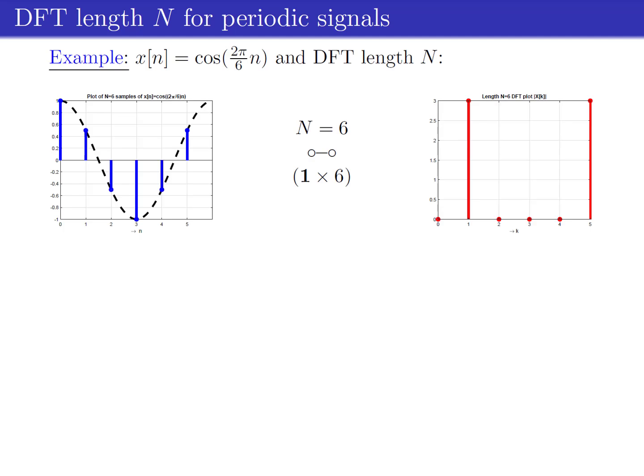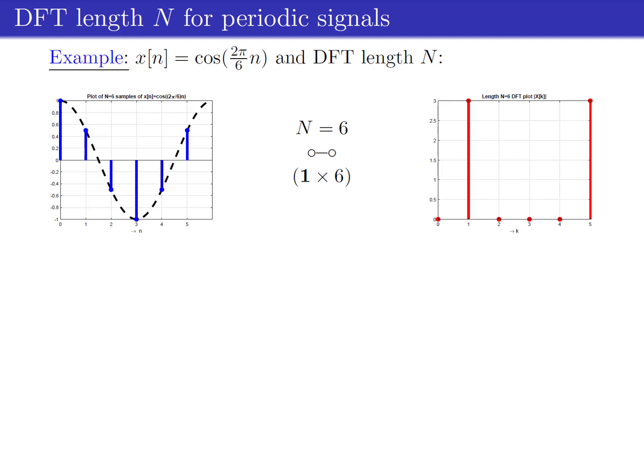The plot at the left-hand side shows the 6 samples of one period of the periodic signal x[n] is cosine of 2 pi divided by 6 times n. The plot at the right-hand side shows the result of a 6-point DFT in which we see two frequency peaks at indices k is 1 and k is 5. Via modulo counting, it follows that the index k is 5 is equivalent to the index k is 5 minus 6 is minus 1 in this case.